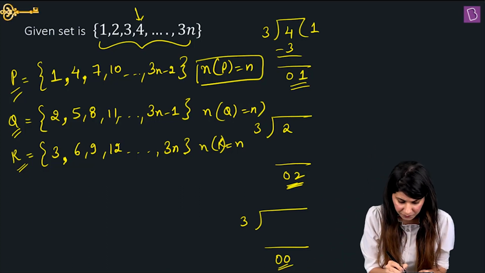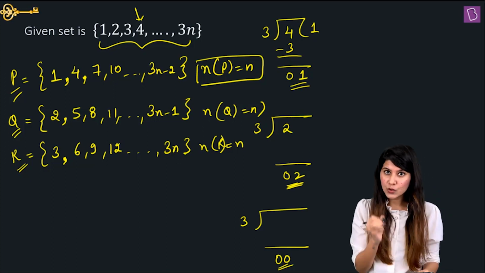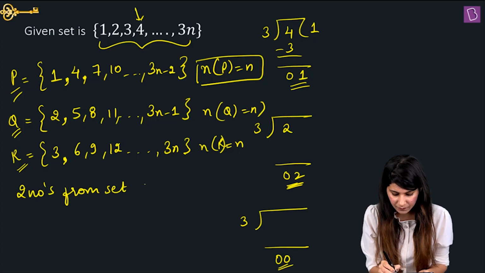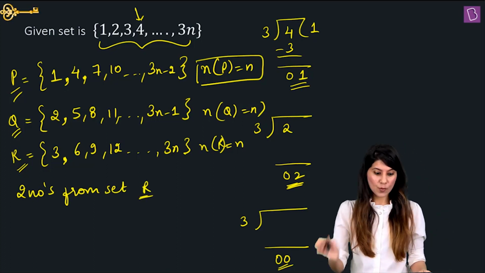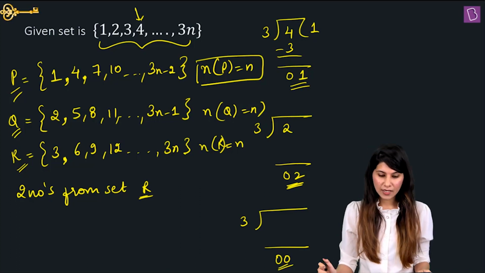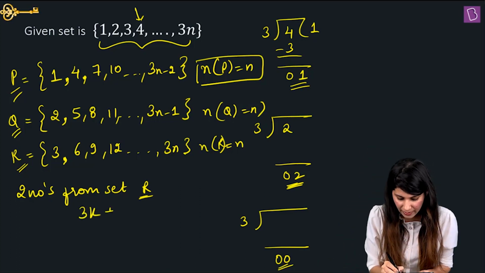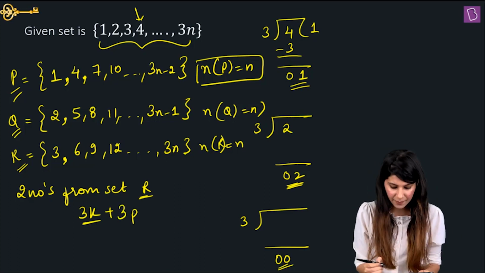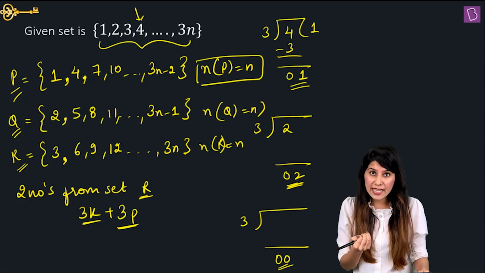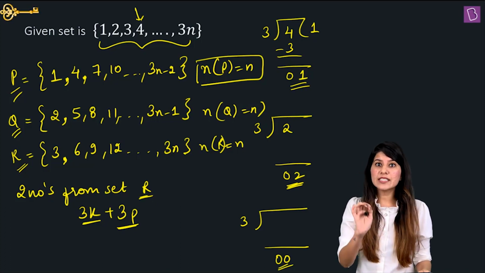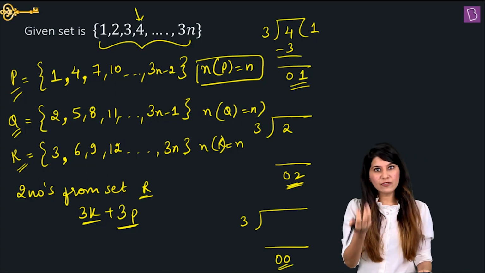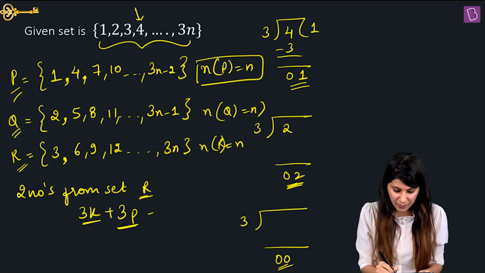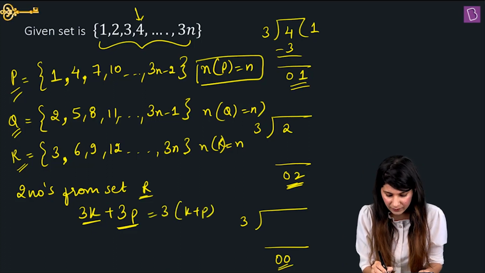So here, if I pick two numbers from set R, both numbers would be divisible by 3. So the numbers would be of the form 3k and 3p, because both numbers are coming from set R. Set R has all the numbers divisible by 3. So one number is of the form 3k, where k is an integer, and another number will be 3p. That means the overall sum will be divisible by 3. That means this is allowed.